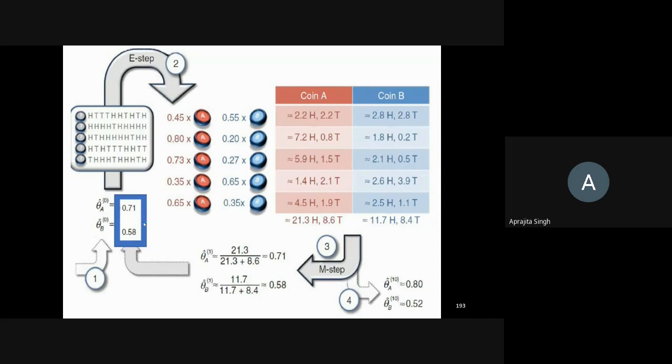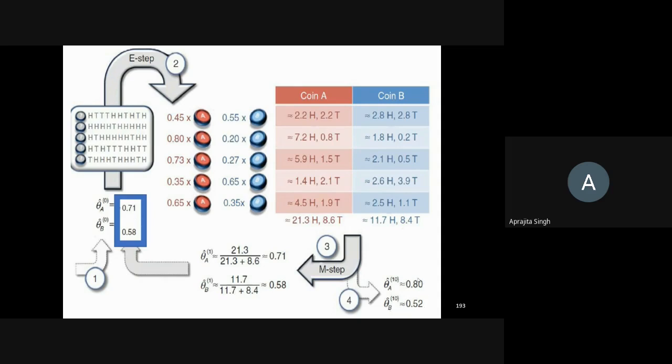Now you can see how long this complete process is. So it is a very expensive process to do. It will take a lot of time to converge, in fact. So when you keep doing this, what will happen? At one point in time, what will happen? These probabilities will not change, or maybe change only very slightly. So what you do? You then fix it up. Then you say that the probability of A landing heads is 0.80 and probability of B landing heads is 0.52.